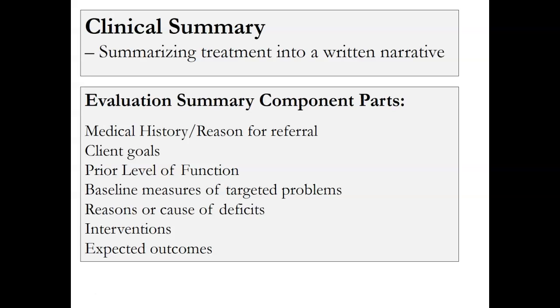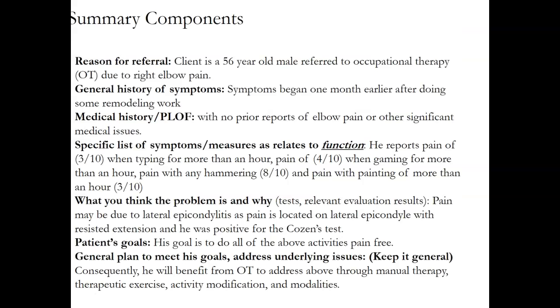For those of you who had clinicals over the summer, you probably did some version of this. It's just basically a summary of your treatment plan, what you found, what you plan to do, in a very general sense. It has these components: the history, client goals, prior level, baselines, reason or cause of deficits, and then your ideas, your interventions, your expected outcomes, kind of your goals. This is a summary of components.